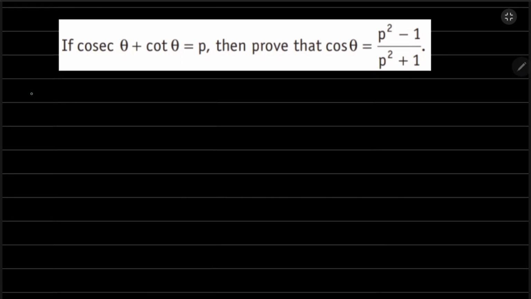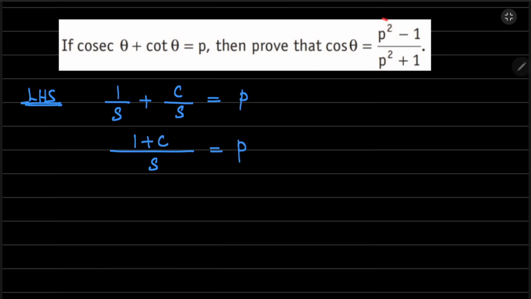So what is in your left hand side? Cosecant theta, I can write it as 1 by sine, plus cot theta, I can write as cos by sine, is equal to p. Take the LCM, sine; numerator will be 1 plus cos equal to p. What do we need? We need p square. So what can I do? Squaring both the sides.